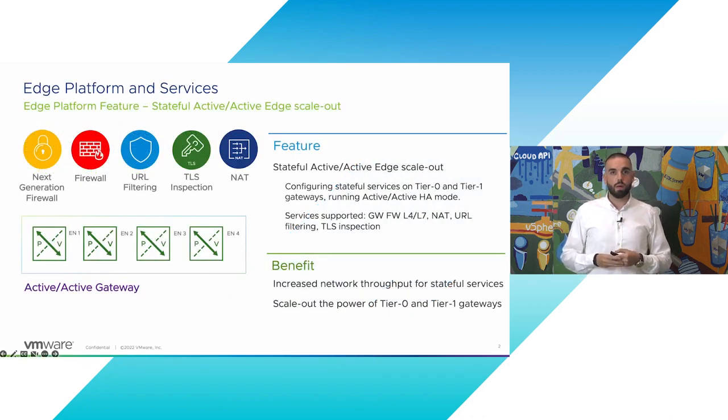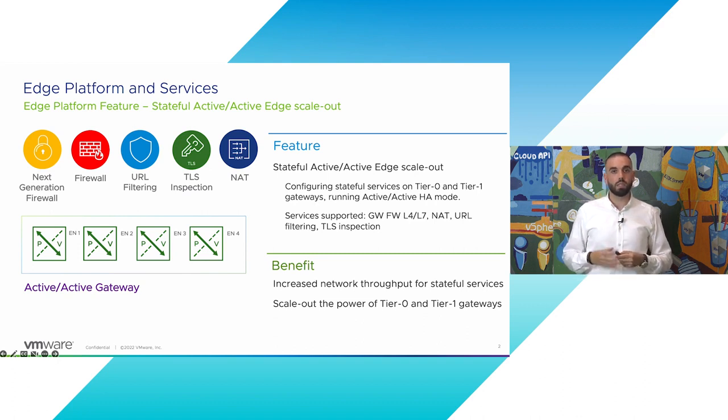VMware NSX 4.0.1 will allow you to use the services you're seeing on screen together with a Tier 0 or Tier 1 gateway, which is configured in active HA mode. You'll be able to use next generation firewall, layer 4 firewall, URL filtering, TLS inspection, or NAT services at the time your Tier 0 or Tier 1 is configured in active HA mode. That will enable you to use the full power of your edge cluster and forward traffic through all your edge nodes in the edge cluster.